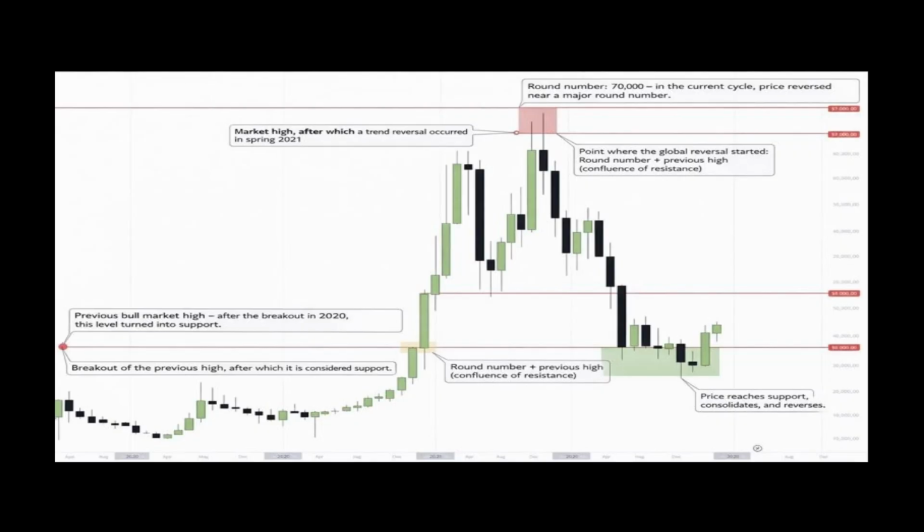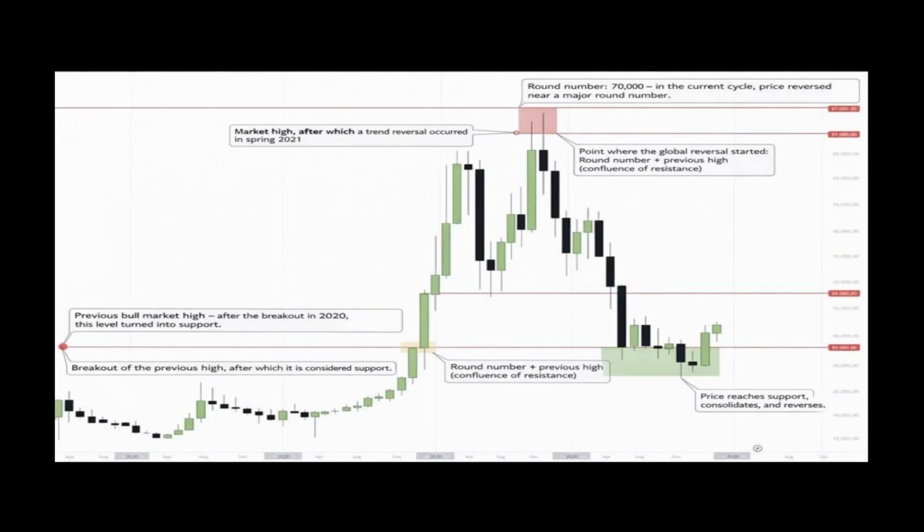And as we can see here, with a small shadow on the weekly time frame, we can see this movement. How did it go? The price tested this level and went further up. It formed a maximum, after which there was a market reversal in the spring of 2021. The price fell again, and then the price rolled back to this maximum. First, we have a point where the global reversal began. This is a round number plus the previous maximum.